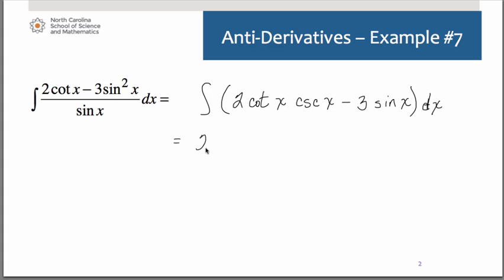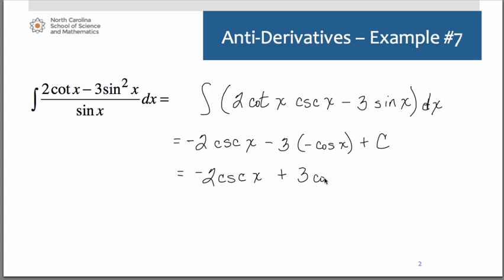The 2 remains. Antiderivative of cotangent of x, cosecant of x, is negative cosecant x. I'm going to put the negative in front of the 2. Antiderivative of sine is negative cosine. Don't forget your constant of integration. Our final answer then is negative 2 cosecant of x plus 3 cosine of x plus c.